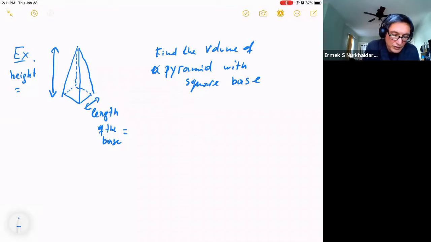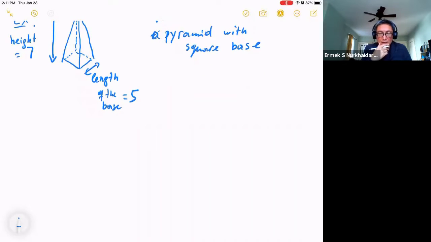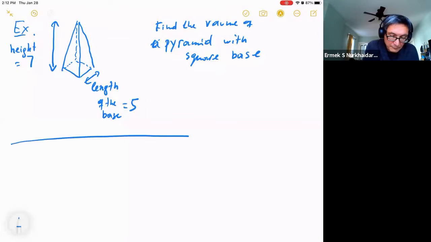At least to my picture, height looks bigger, so it's 7 and 5. Feet, inches, yards, I'm not concerned about the units. If you want, go ahead and put your units. Okay, so we get that. So now let's see how we're going to address the situation here.